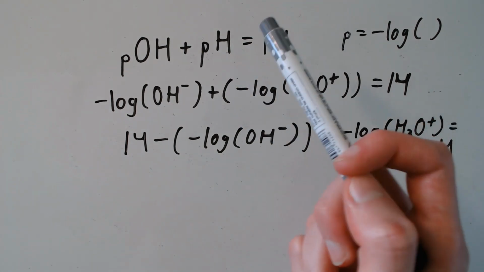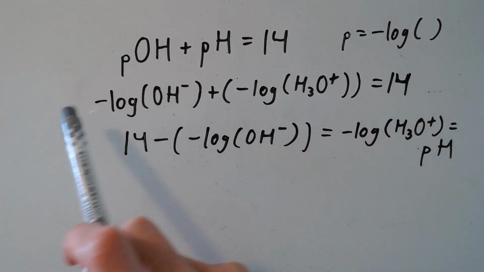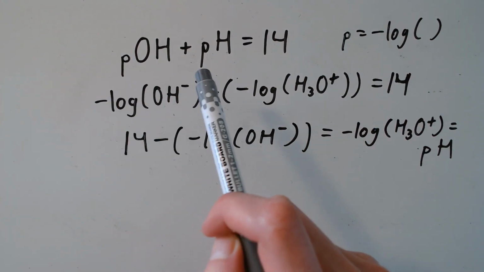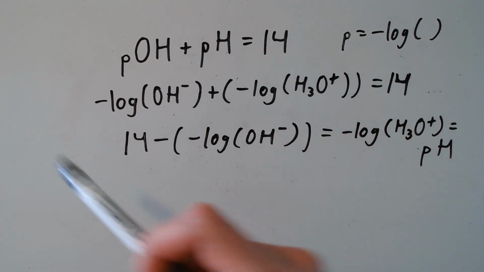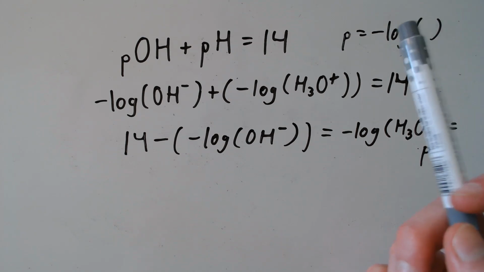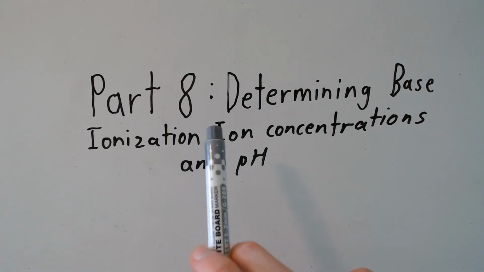So it's simple. Basically, as soon as you get this OH- concentration, all you have to do is get the negative log of it and just subtract it from 14 to get the pH. So this formula is a pretty fast shortcut that you can take to find the pH from the concentration of OH-. Pretty direct.